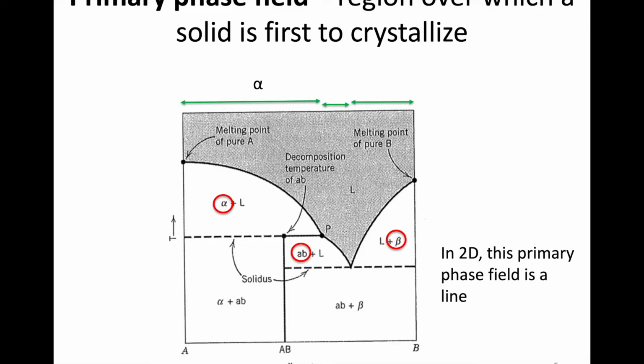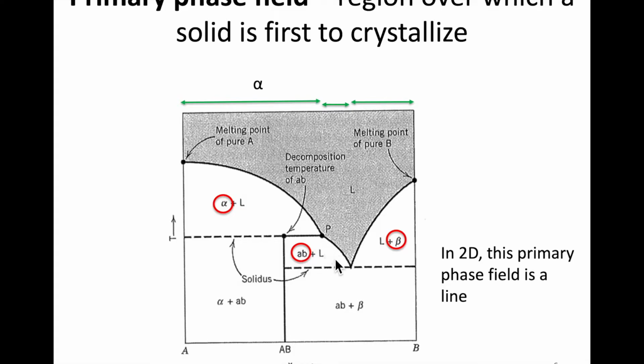The primary phase field just alludes to what is the solid that first forms. For the region from 100% A all the way to this point P, the first thing that you form is alpha. Over this whole compositional region, alpha is the first thing that you would see as you decrease below the liquidus. From P to this eutectic point, the first thing that you would get is AB.